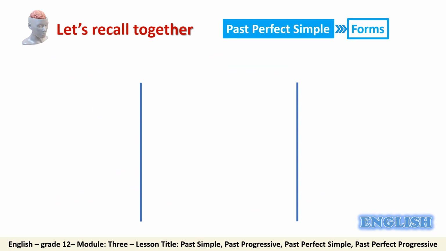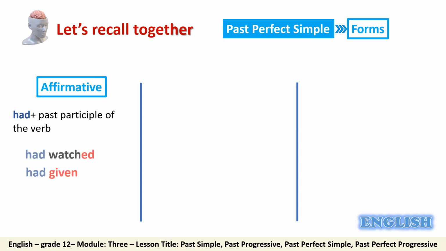And now the past perfect simple. So the affirmative form is made by using had and the past participle of the verb, like had watched and had given. The past participle can be made by adding ed to the base form of the verb when the verb is regular, but for given, it is the past participle of the verb give. And you can find a list of irregular past participles in your student's book, page 98.